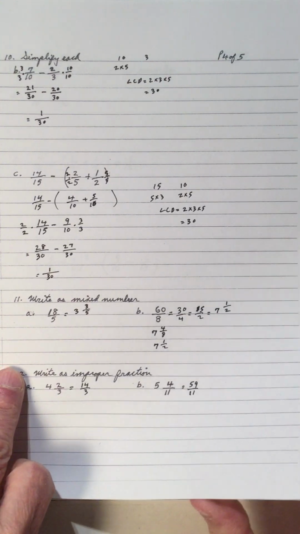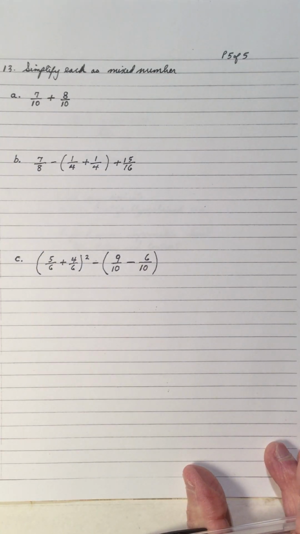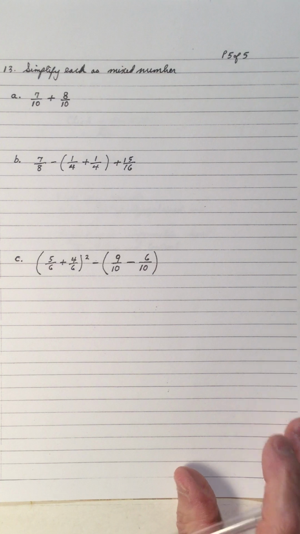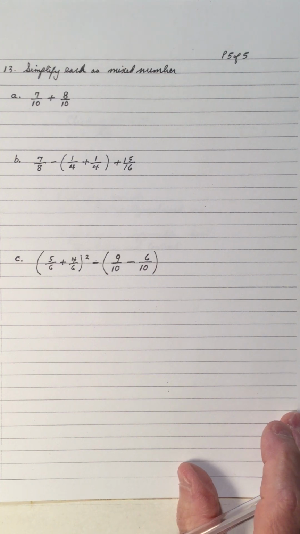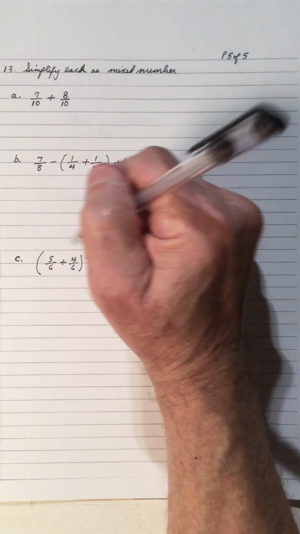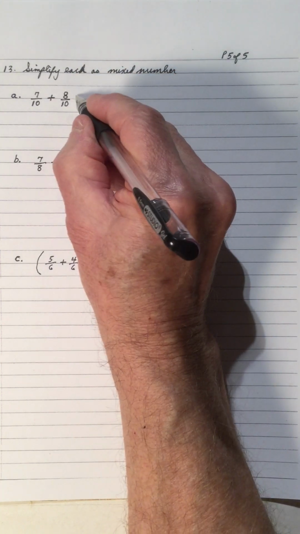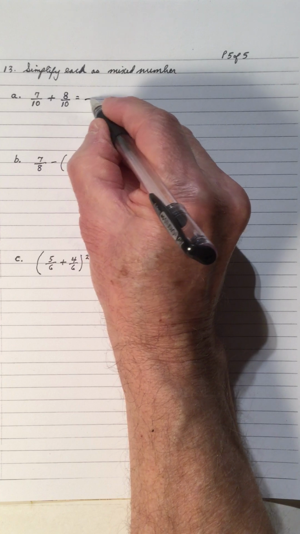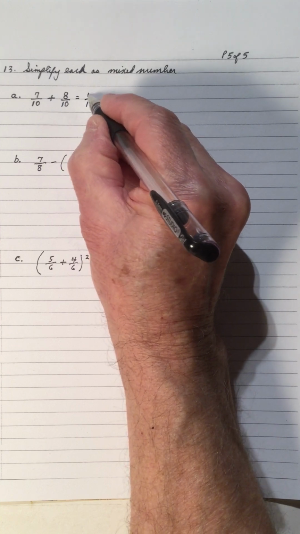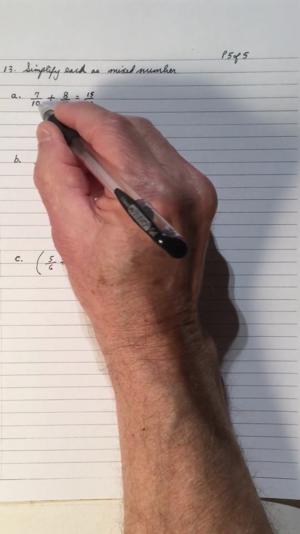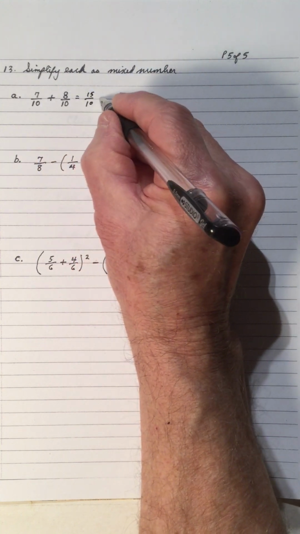So let's continue. And last page, three more problems to do. And simplify each as a mixed number. So common denominator is 10. Add, we get 15. Keep the denominator, add the numerators.